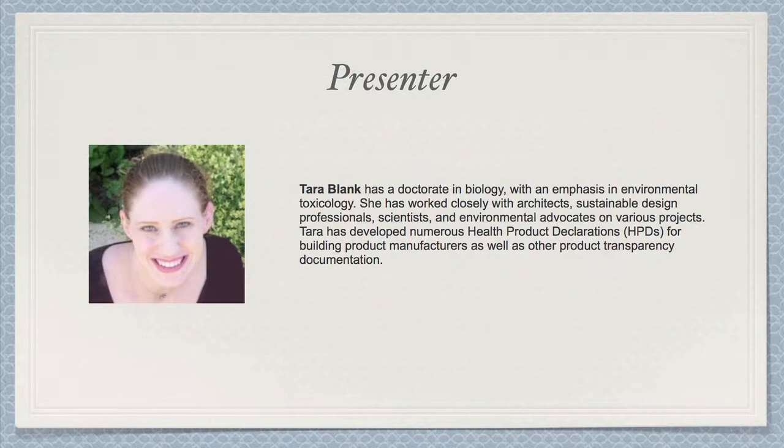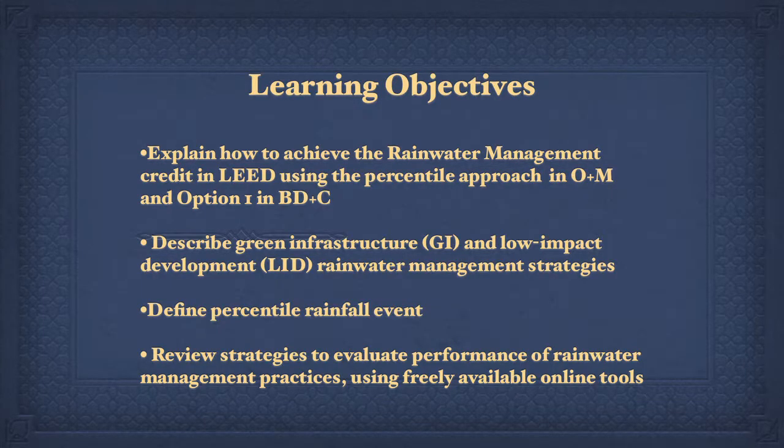We will now begin our presentation. The learning objectives for this course include the following. Participants should be able to explain how to achieve the rainwater management credit using the percentile approach in O&M and option 1 in BD&C. Describe green infrastructure and low-impact development rainwater management strategies. Define percentile rainfall event. And review strategies to evaluate performance of rainwater management practices using freely available online tools.